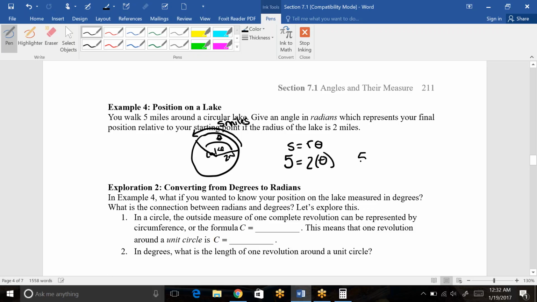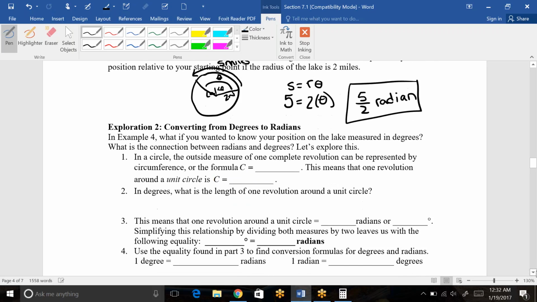I would divide this over, so this would be 5/2, and because theta needs to be in radians, that's why I answer with that as my units. So 5/2 radians. Sometimes people go to decimals with these. I usually prefer not to.